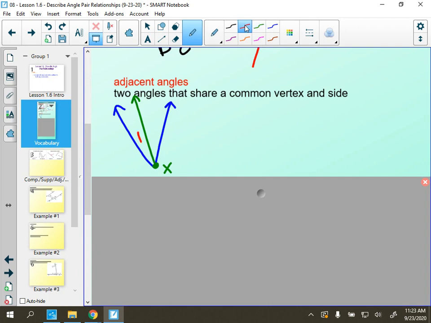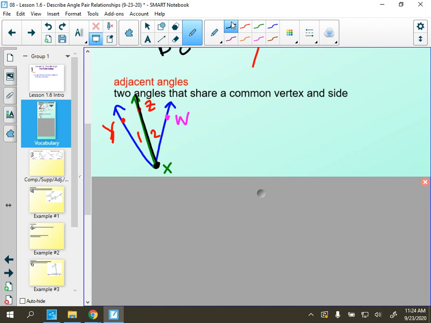So angle 1, what are its two sides? Let's call them ray XY and ray XZ. Ray XY is one of the sides of angle 1, and ray XZ is its other side. For angle 2, what are its two sides? Definitely XZ, that's the overlapped one, and then ray XW. So they each have a separate side that they're not sharing, but both angles share this vertex and this side right here, which fits our definition: a common vertex and a common side.